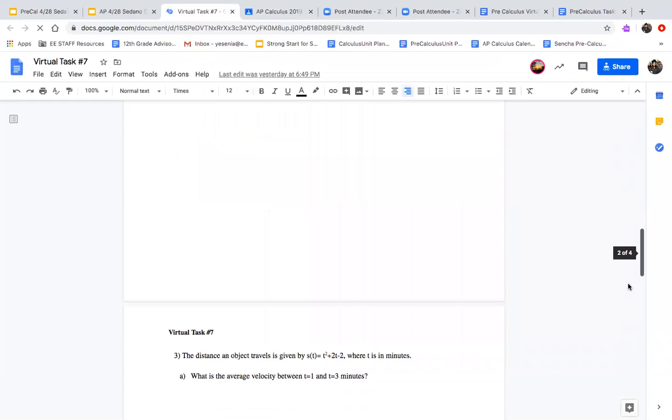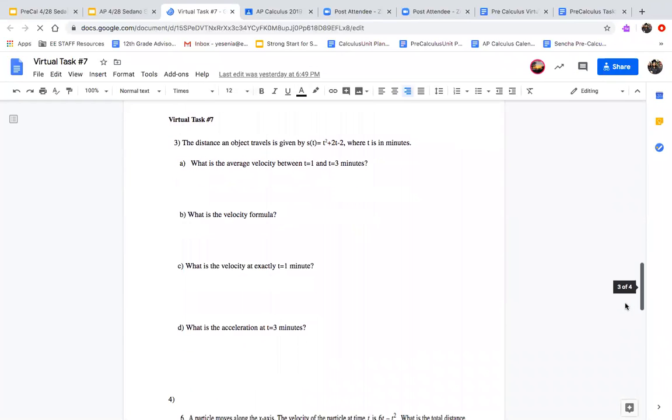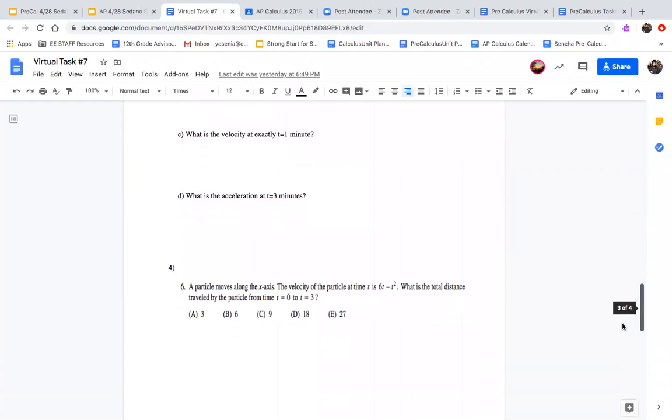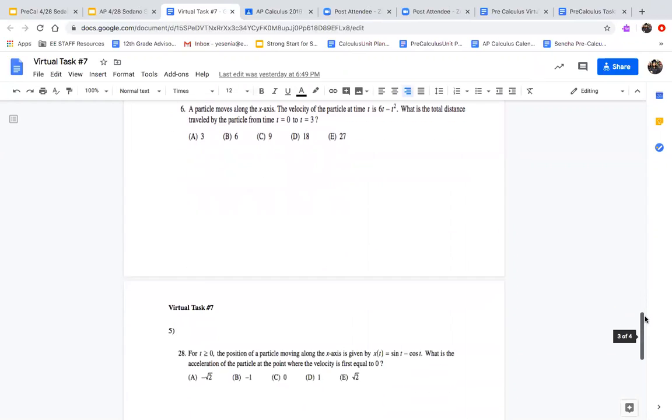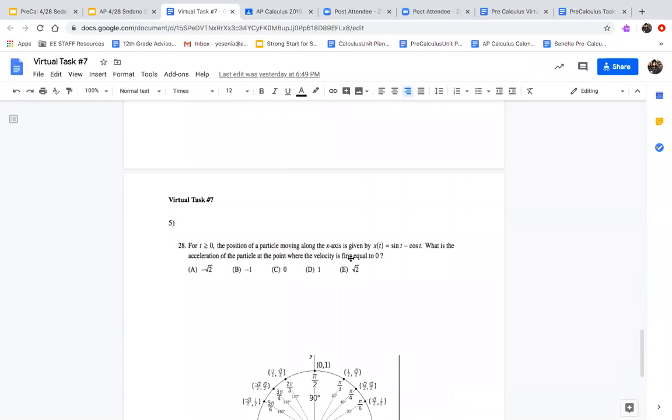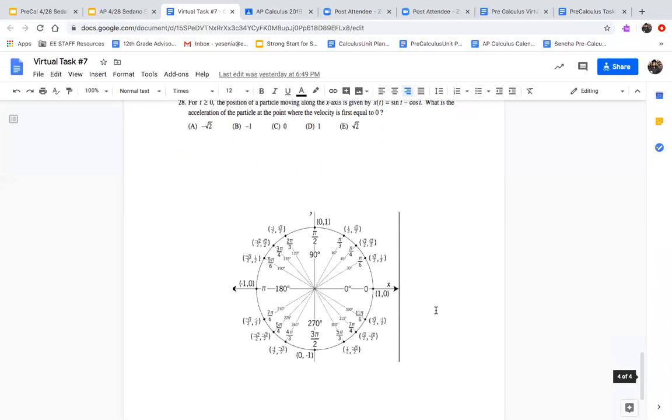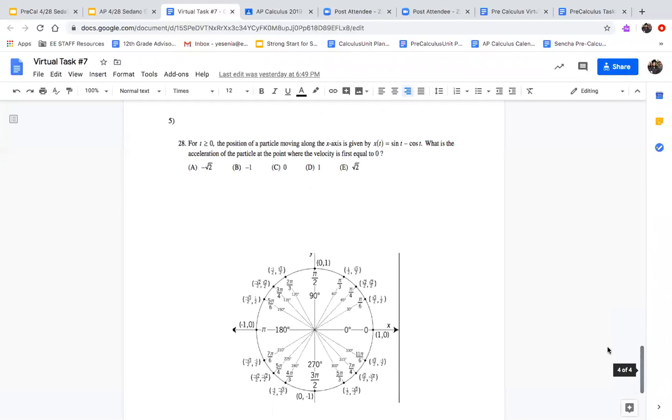For this, at the moment, we don't have to open up this task, but I'm just showing you what's going to be due today. And for the last two questions, I put in number 6 from the AP exam 2012, a question from that to see if you could apply today's knowledge, and also number 28. But notice how it has sine, cosine. For that specific problem, I put in the unit circle as something you might need to answer that problem. So I stuck this in here.